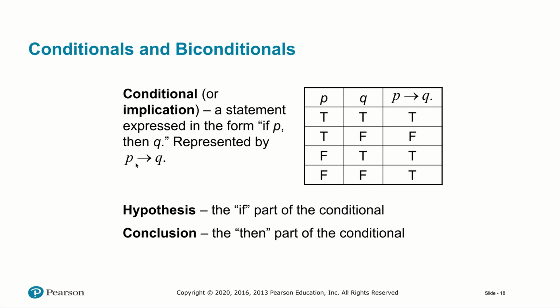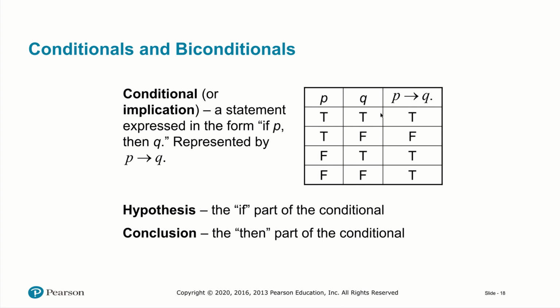In a conditional or implication, the P part is the if part. In other words, the P plays the role of the hypothesis, and the then part, the Q part, becomes the conclusion. So hypothesis, conclusion. Now, the truth table for a conditional is given here.